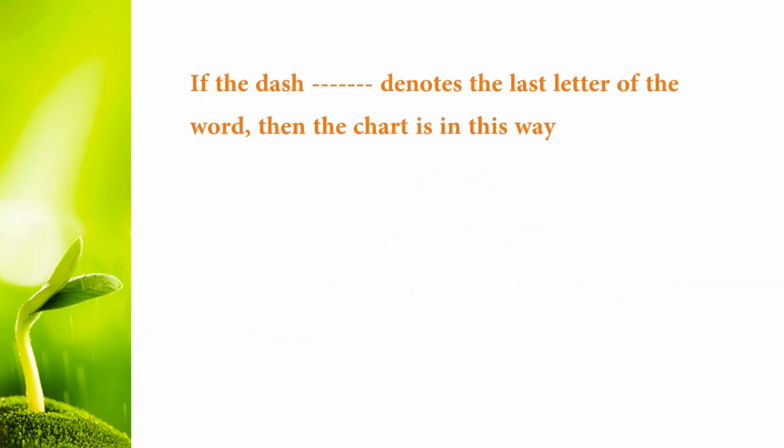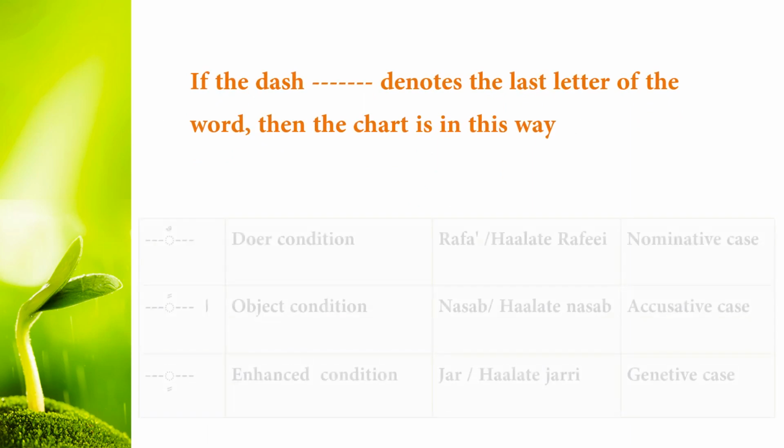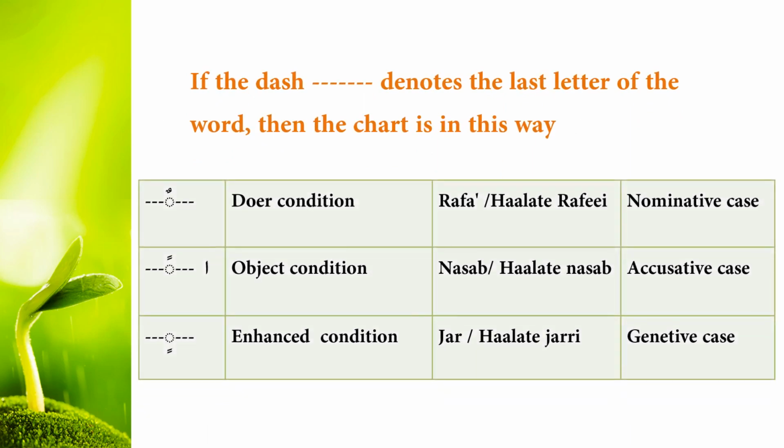If the dash denotes the last letter of the word, then the chart is in this way. Double dhamma, doer condition, rafa, halat rafa'i, nominative case, Zaidun. Double fatha with alif, object condition, nasab, halat nasabi, accusative case, Zaidan. Double kasra, enhanced condition, jar, halat jarri, genitive case, Zaidin.